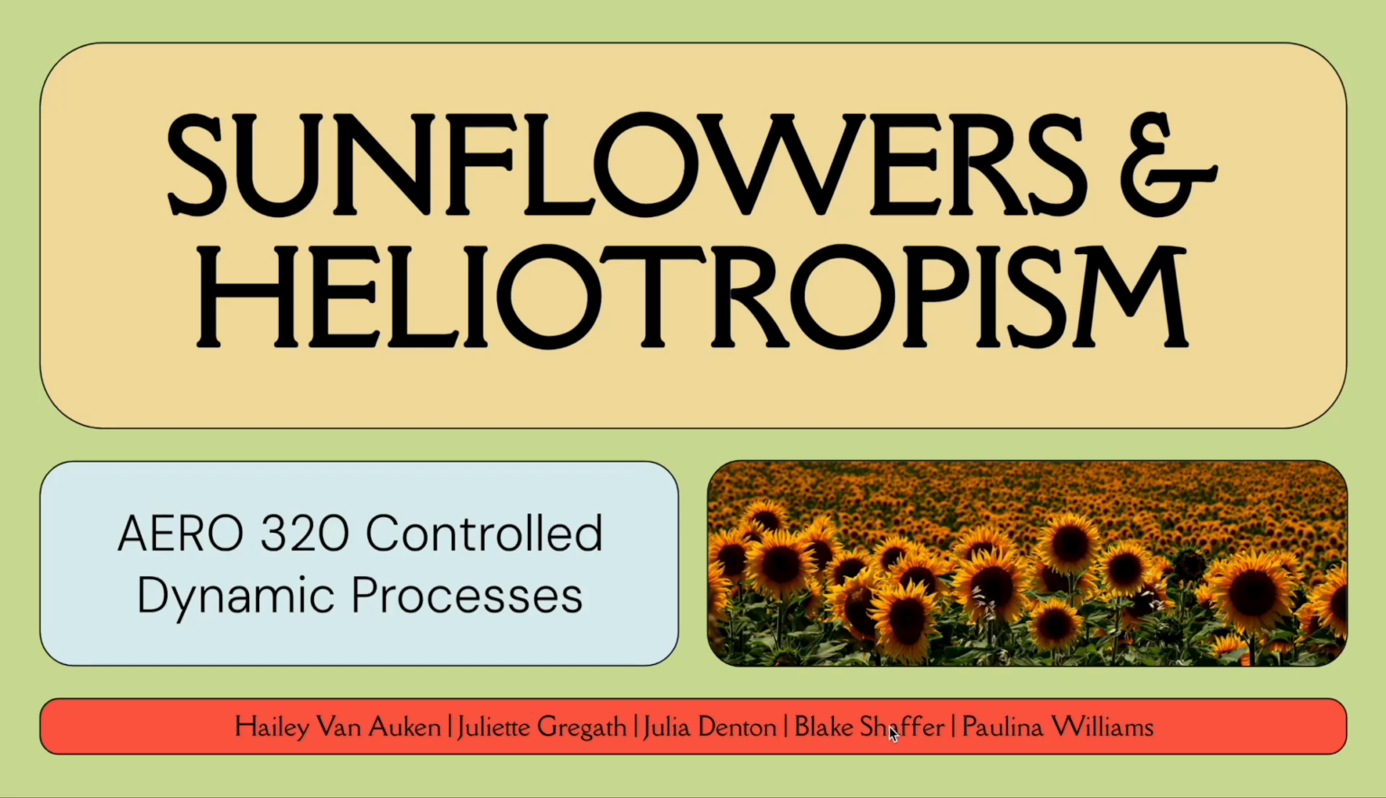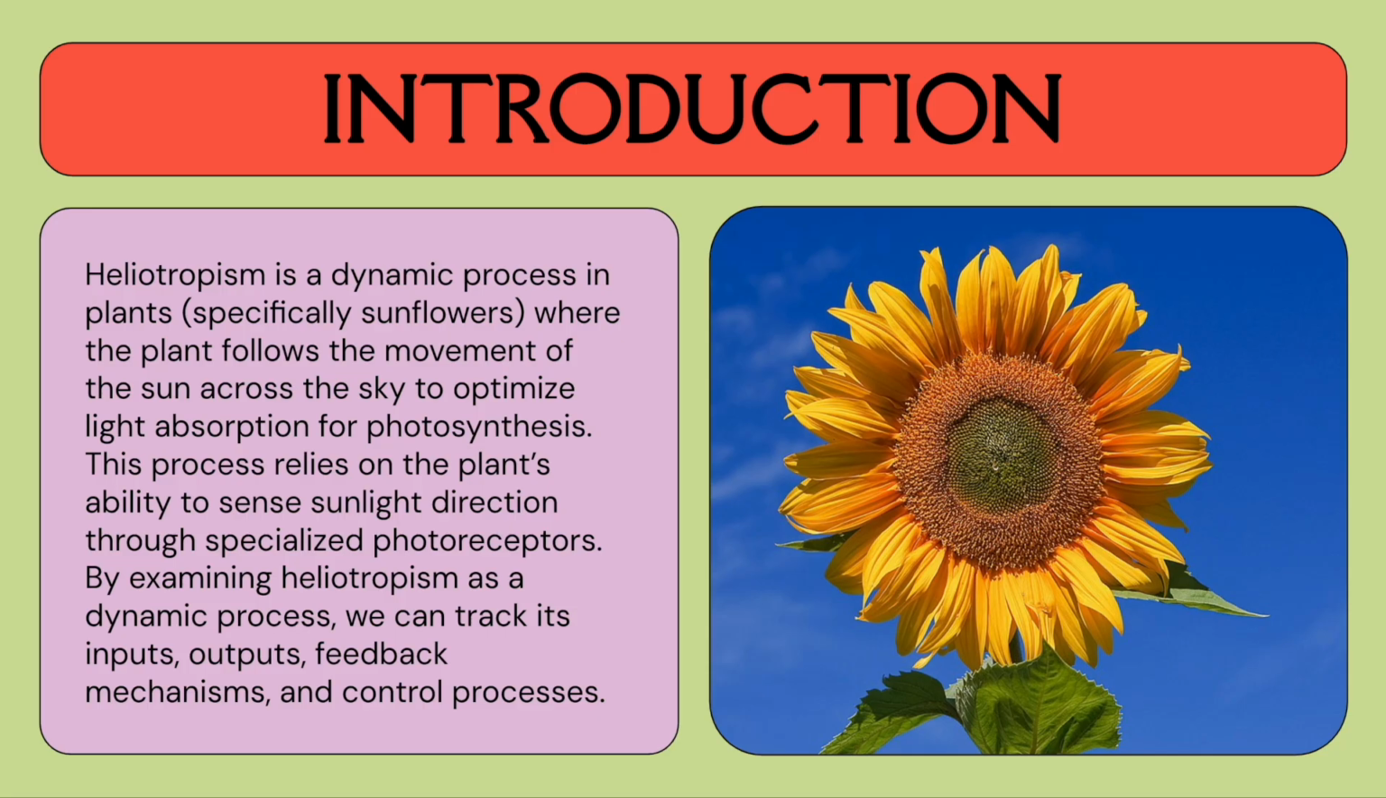Sunflowers and heliotropism. Introduction. Heliotropism is a dynamic process in plants, specifically sunflowers, where the plants follow the movement of the sun across the sky to optimize light absorption for photosynthesis. This process relies on the plant's ability to sense sunlight direction through specialized photoreceptors. By examining heliotropism as a dynamic process, we can track its inputs, outputs, feedback mechanisms, and control processes.